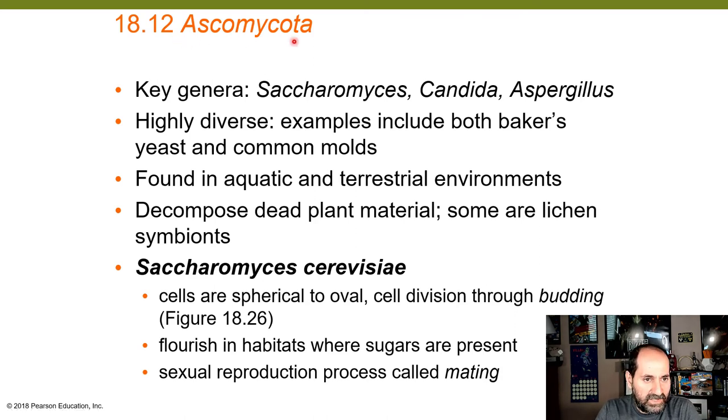Next, we're talking about the Ascomycota. These are the sac fungi. They're highly diverse, include both baker's yeast and common molds, aquatic and terrestrial environments. They decompose dead material. They are also lichen symbionts. So here's an example of your common baker's yeast. This is baker's and brewer's yeast, Saccharomyces cerevisiae. Cells are spherical to oval, and they divide through budding. I already showed you a picture of how they divide through budding. They flourish in habitats where sugars are present. A sexual reproduction process called mating can occur.